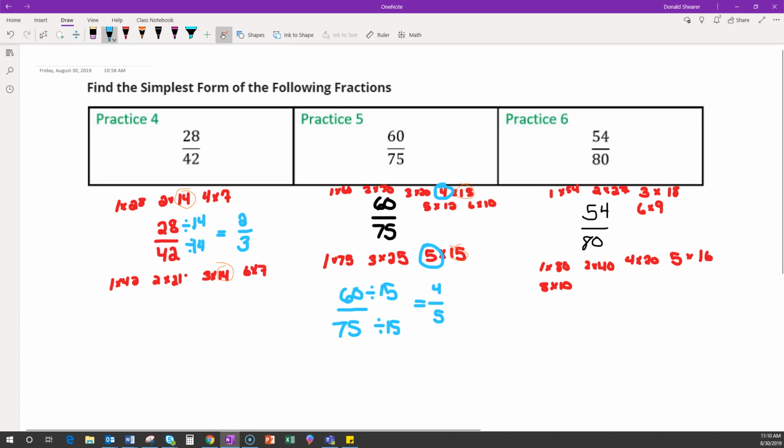So now looking here for the greatest common factor between the two, let's see, we have 1s, we have 2s, 3 and 18, there's no 3 or 18, 6 and 9. So it looks like 2 is the greatest common factor here. And dividing those out, 54 divided by 2 is 27. And 80 divided by 2 is 40. So the simplest form of 54 over 80 is 27 over 40.